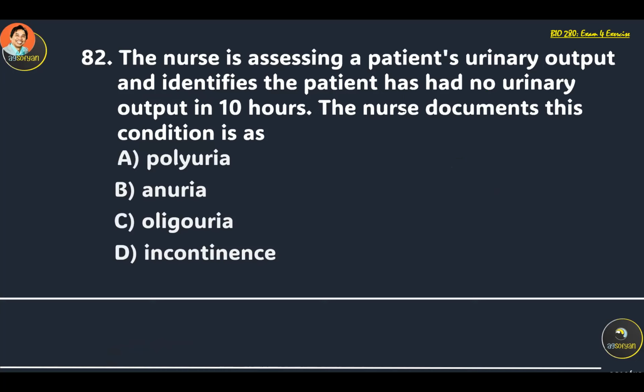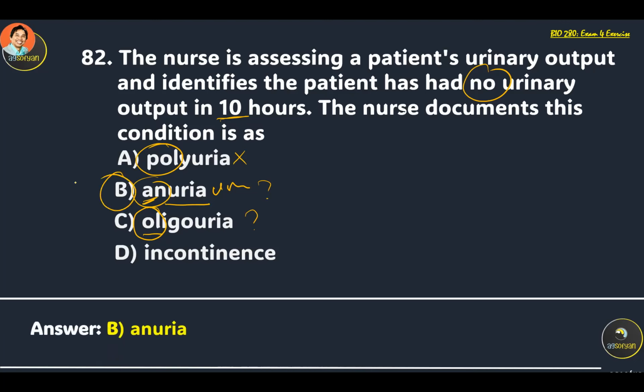The nurse is assessing a patient's urinary output and identifies the patient has had no urinary output in 10 hours. The nurse documents this condition as no urine. This is no, this is very little, this is so much. So this is not the answer. Maybe between this or this. Oligo means little. A means no. So we're going to choose the no urination.